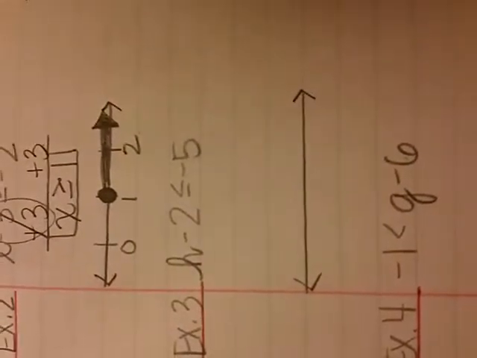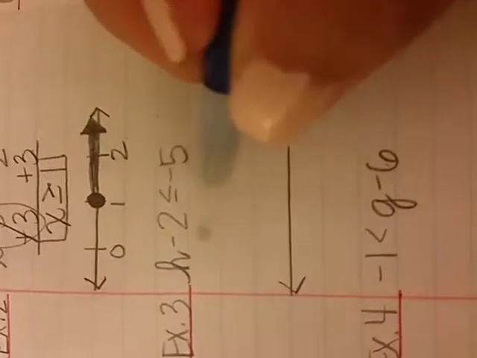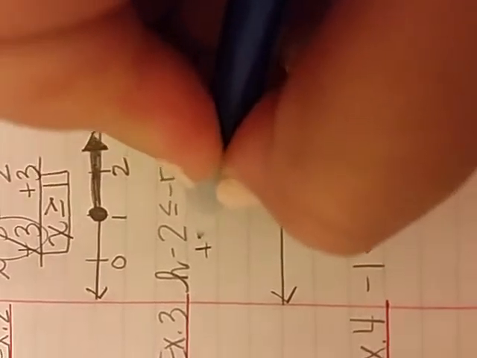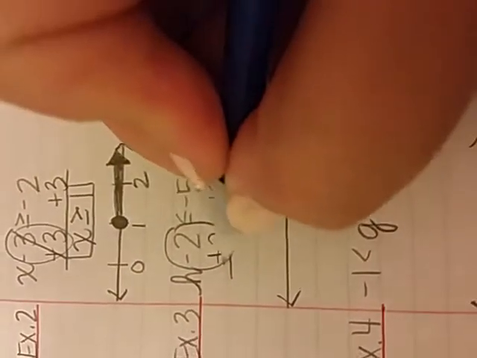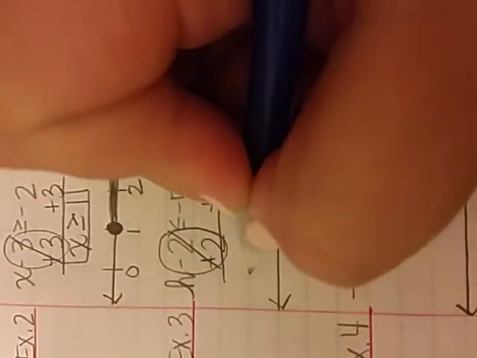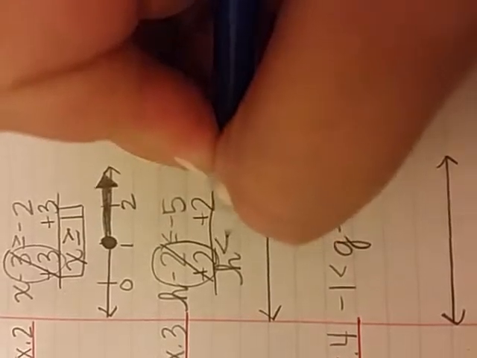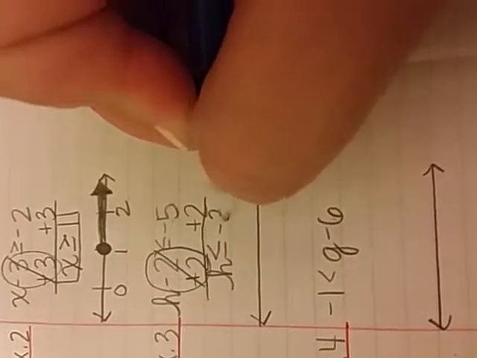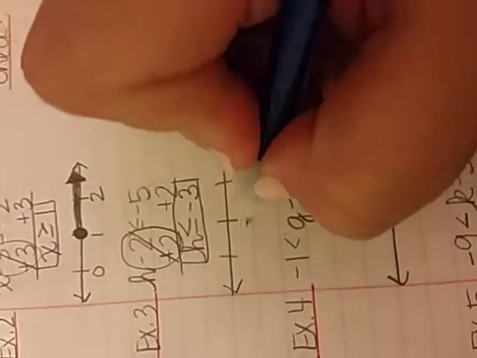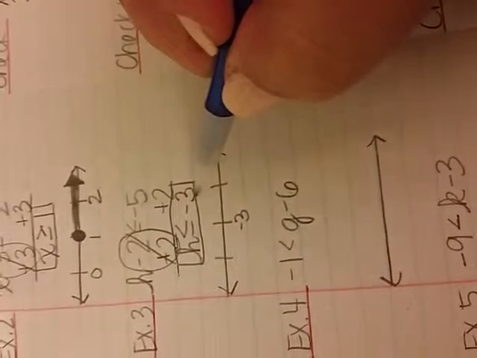All right, much better. Okay, again, I'm going to add 2 to both sides. Additive inverses, they cancel each other out. I get h is less than or equal to negative 5 plus 2, negative 3. 3 intervals, evenly spaced out. Our solution to the inequality in the middle, a value less than -3 is -4.